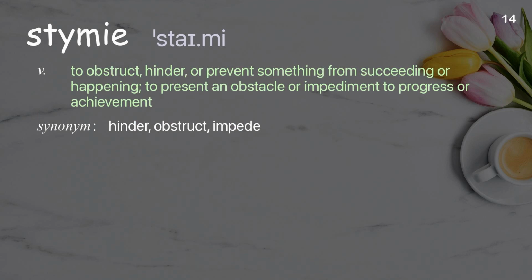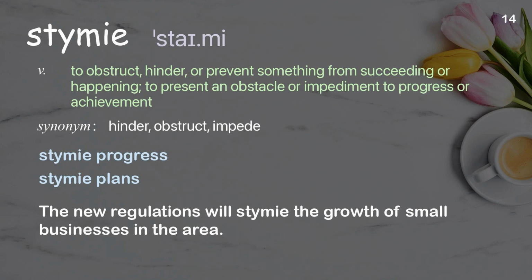Stymie. To obstruct, hinder, or prevent something from succeeding or happening. To present an obstacle or impediment to progress or achievement. Examples: Stymie progress. Stymie plans. The new regulations will stymie the growth of small businesses in the area.